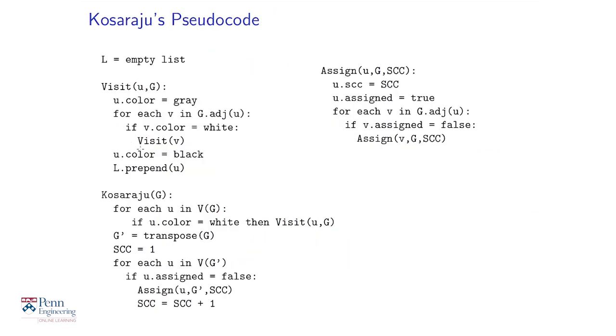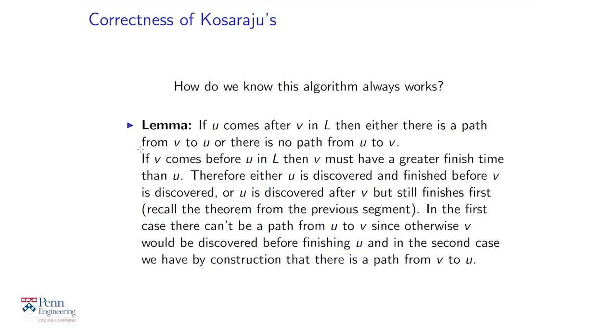And here's the pseudocode for this algorithm. I will let you look at it, but basically we've explained the working of the pseudocode already. Now for the correctness, because this does seem a little mysterious. Why is this algorithm correct? And the correctness is captured by the following lemma. It makes the point that if you look at 2 vertices u and v in the list L, remember L is the list of vertices in reverse order of finish times on the first DFS, on the original graph G, not on the transpose.